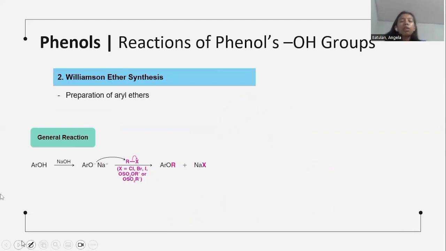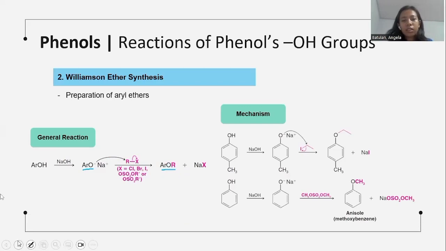Ang mape-prepare naman natin dito yung aryl ethers. So, yung phenol natin will react with a base to yield phenolate ion. So, parang nag-deprotonate na siya. Tapos SN2 reaction, will attack yung alkyl group. Tapos mag-link tong X natin to form this product, aryl ether. Ayan, gaya na itong example na 'to.